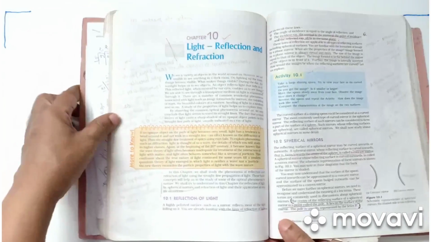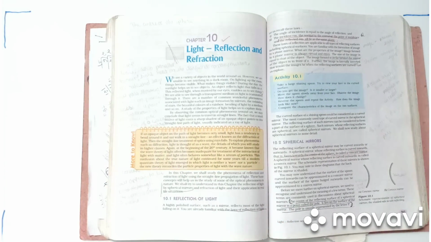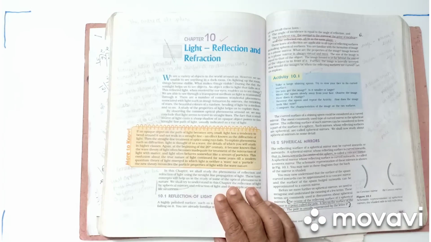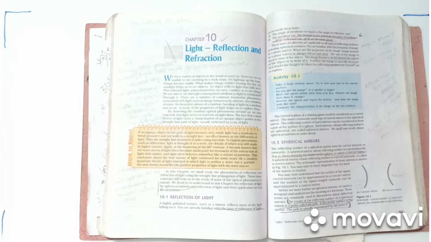Yes, children, today I'll do Science Chapter 10, Light, Reflection and Refraction. We are going to study the phenomenon of reflection and refraction of light using straight line propagation of light. Now, we have studied in 8th and in 9th about the laws of reflection of light. What are the laws of reflection of light?